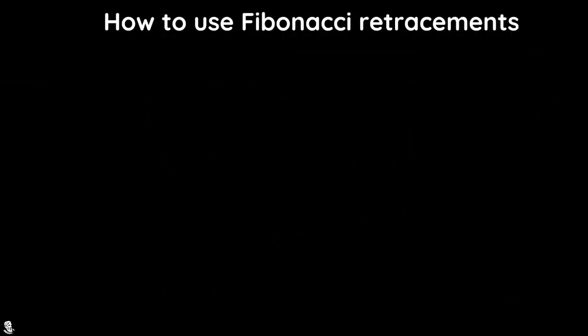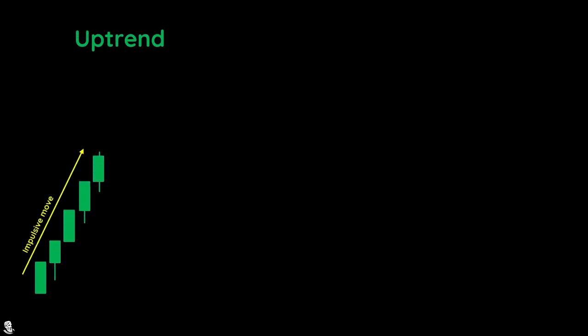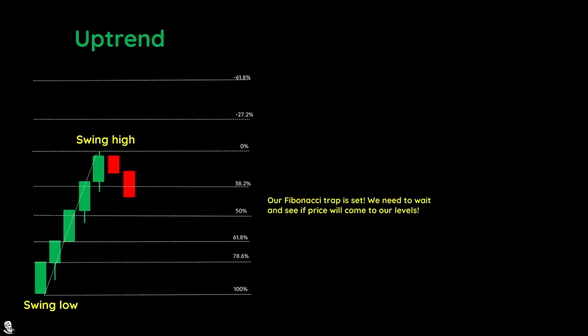So how do we use Fibonacci retracements in combination with Japanese candlesticks? Firstly, let's take a look at the uptrend. We need to identify the impulsive move. After some bearish candlestick formation, we can anticipate our retracements. In order to trap the price with Fibonacci levels, we need to identify the swing low and the swing high. Once we connect it from the swing low to the swing high, our Fibonacci trap is set.